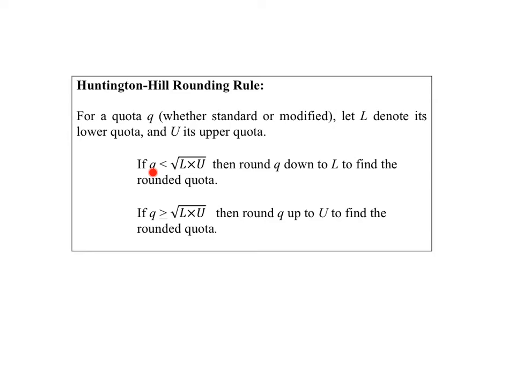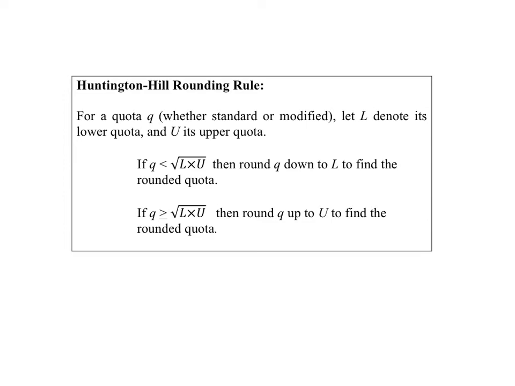Now, we ask, is this number Q less than the following strangely computed number? Multiply this L and U together and take the square root of that whole product. If the quota is less than this strange number, it'll seem a lot less strange when we do an example, don't worry, but if the quota is less than this funny number, then we round Q down. That means down to L. If Q, however, is greater than or equal to this strange square root, then the rule is we round Q up. That means round it up to U to find the rounded quota.